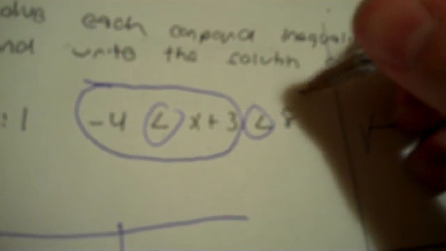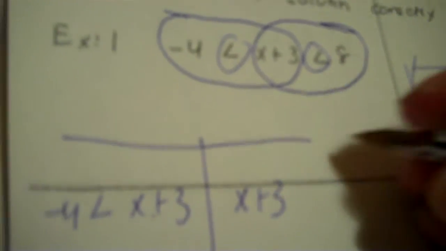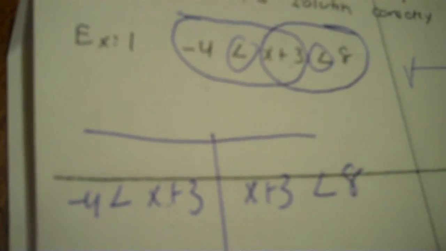-4 less than x plus 3. Then, start your circle here, stop it when you get to the other symbol. Now I'm essentially taking the x plus 3 over and setting it less than 8. Okay? So again, look at that. -4 symbol x plus 3. Then I bring over the x plus 3 symbol 8. They overlap. Okay? It's like overlapping circles.